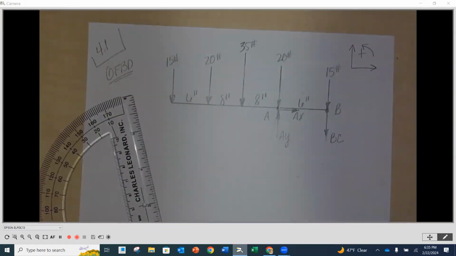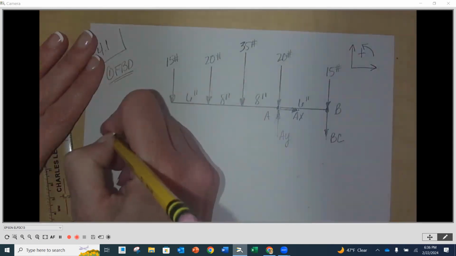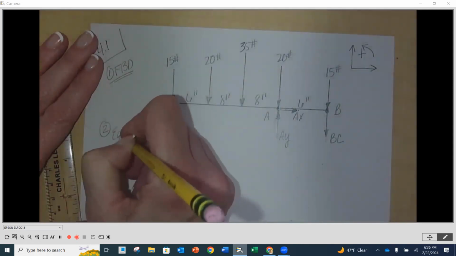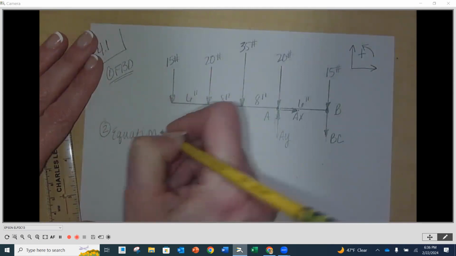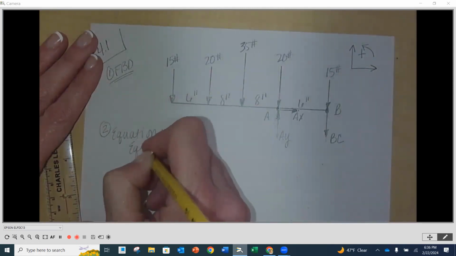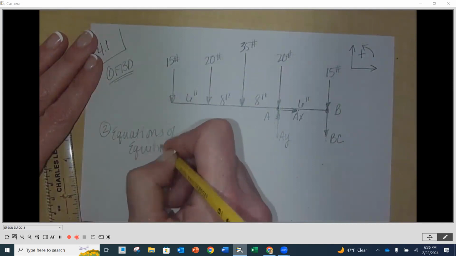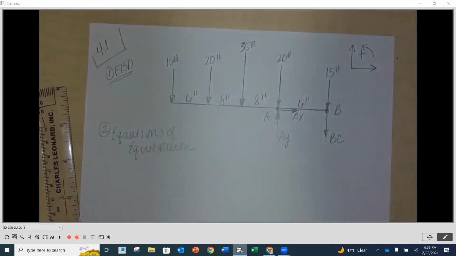So now I have my reactions and I have all of my applied loads. I have all of my dimensions. And you'll notice here that I have 3 unknown forces. I've got AX, AY, and BC. So my next step then is to use my equations of equilibrium to solve for those 3 unknowns.